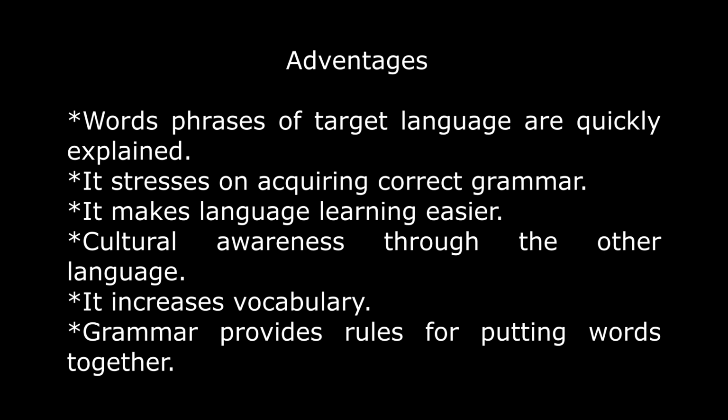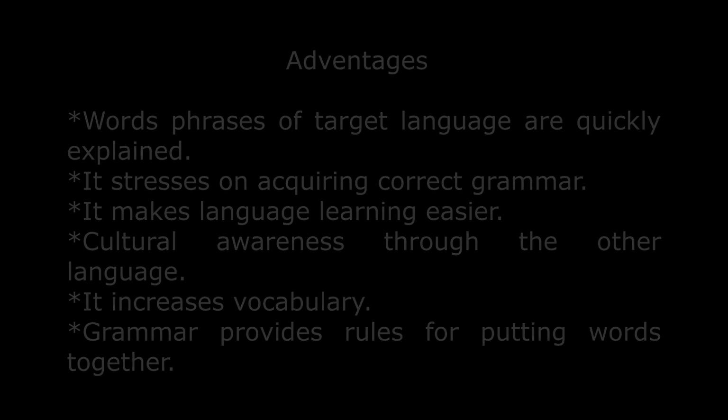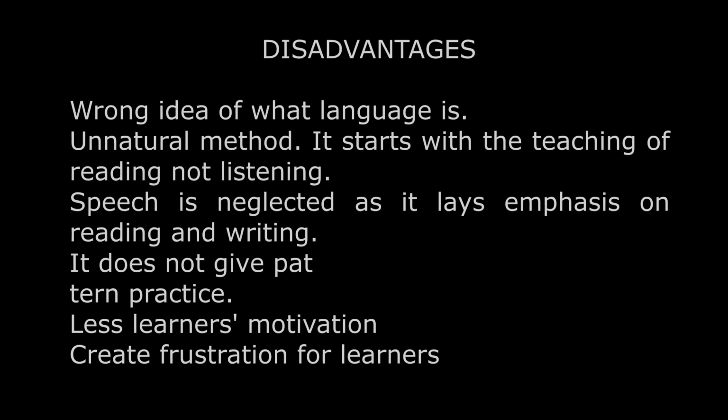It increases vocabulary. Grammar provides rules for putting words together. So if we know the correct grammar and memorize the vocabulary and the words, we'll be able to put them together in correct way. So this is how grammar and translation working together to know literature and to know foreign language. Disadvantages: wrong idea of what language is.